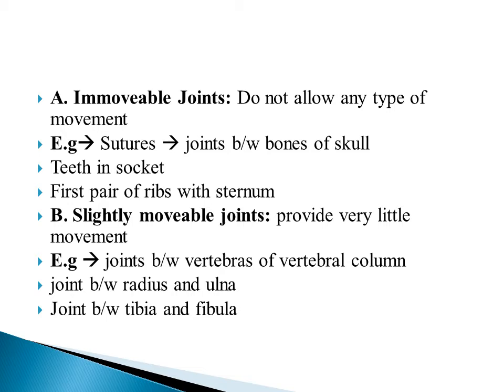The second type of joint is slightly movable joints. They provide very little movement. For example, the joints between vertebrae of the vertebral column, the joints between radius and ulna of the arm, and the joints between tibia and fibula of the leg.